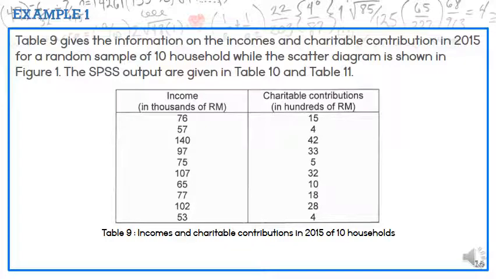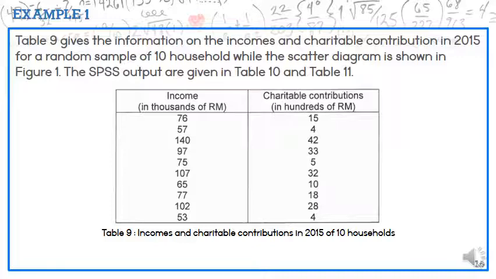So let's look at an example. Table 9 gives the information on the income and charitable contribution in 2015 for a random sample of 10 households, while the scatter diagram is shown in figure 1 and the SPSS output are given in table 10 and 11. So before we look at the question, kita tengok dulu table yang dibagi.